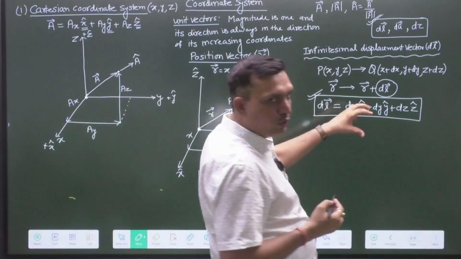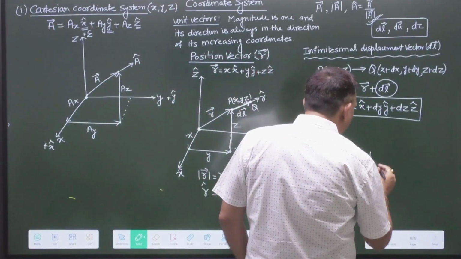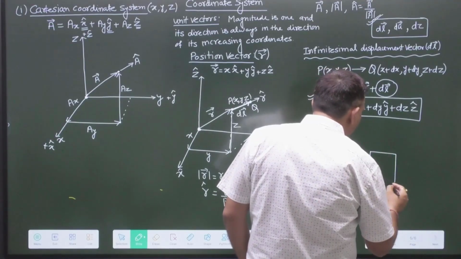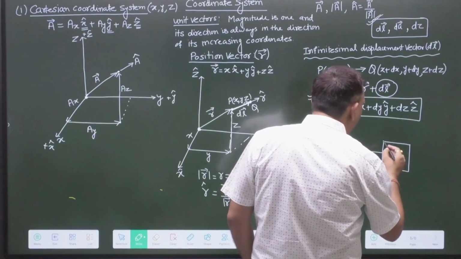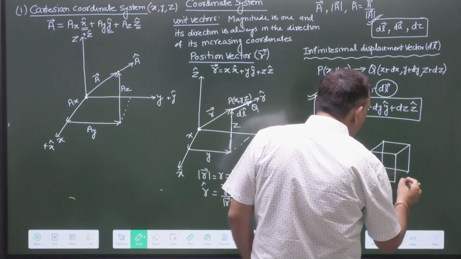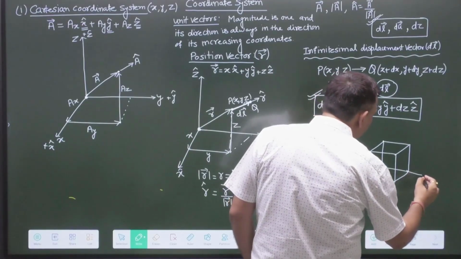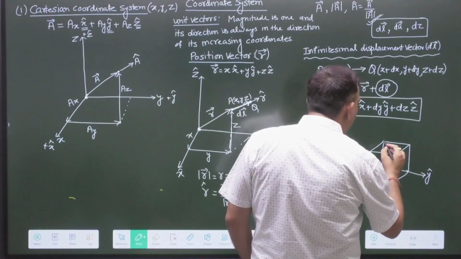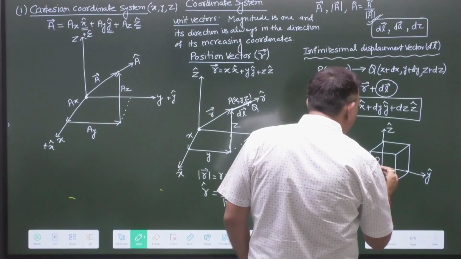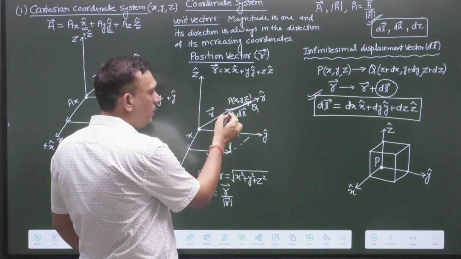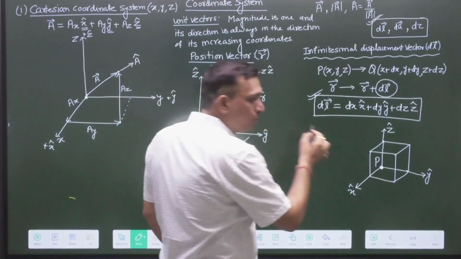Now we can further visualize this symmetry. So let us consider an elemental cube. Whenever I say elemental, it means its sides are dx, dy, dz, very small. So this is x cap, this is y cap, and this is z cap. And this is our point P. Point P is here, meaning you have drawn an elemental cube around point P. So you are at point P. This corner is point P.